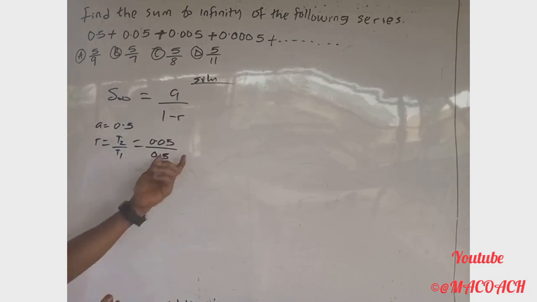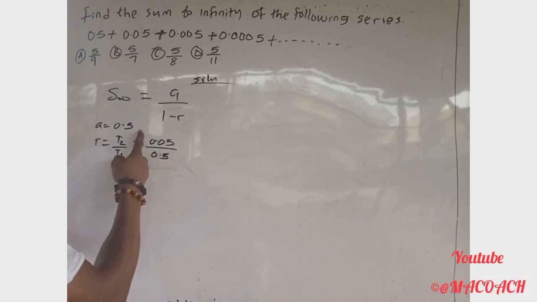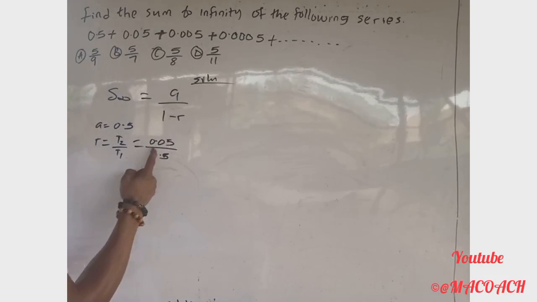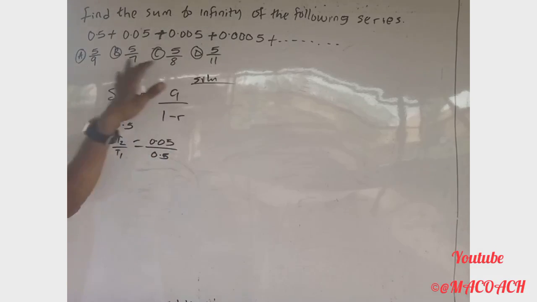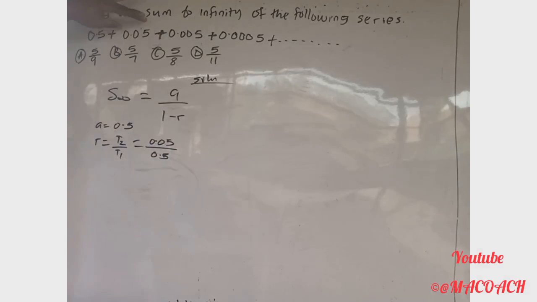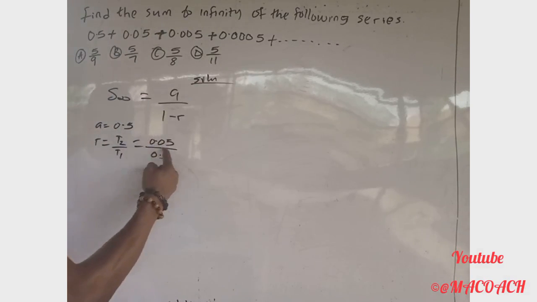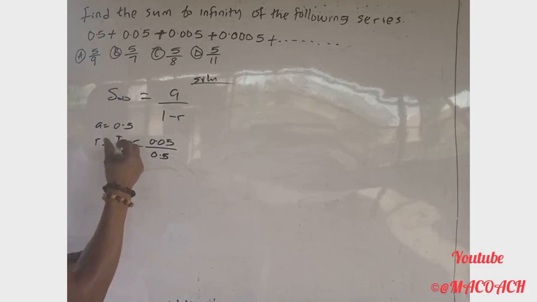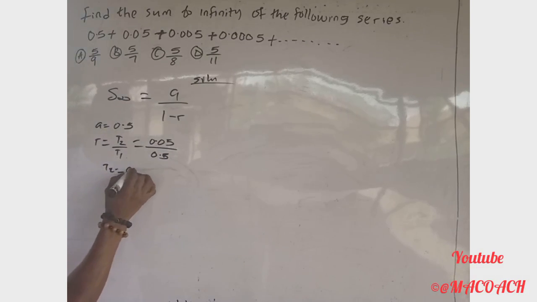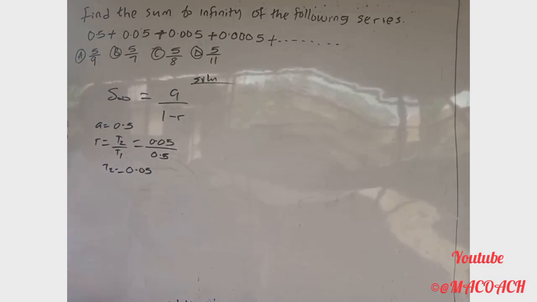To avoid mistakes, since our options here are in the form of fractions and here we have decimals, you have to convert these decimals to fractions. So let's look at how you can convert the second term. T2 is equal to 0.05. Let's convert it to a fraction.